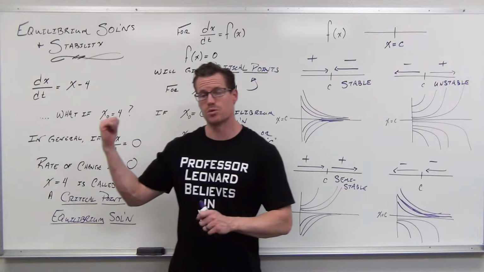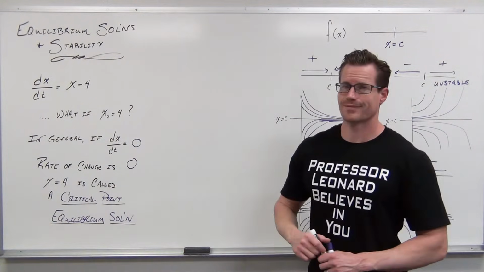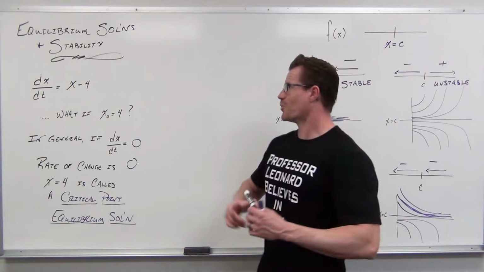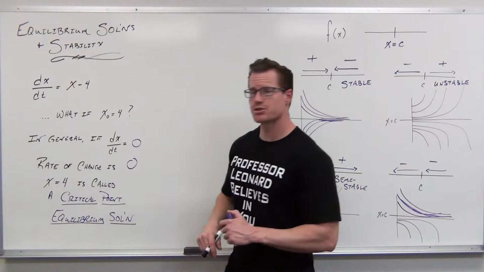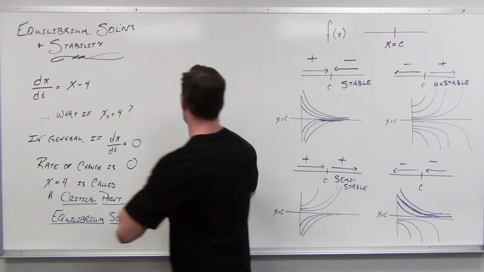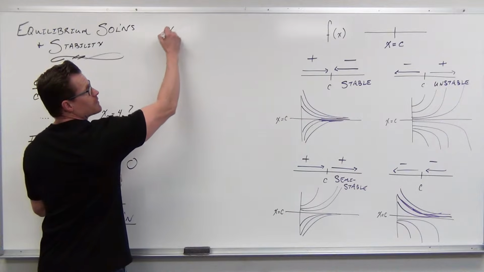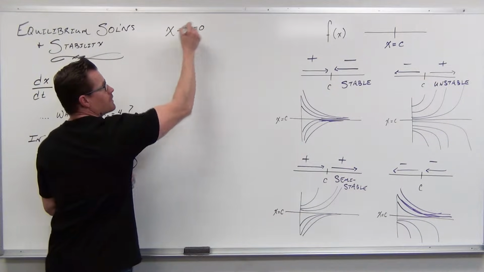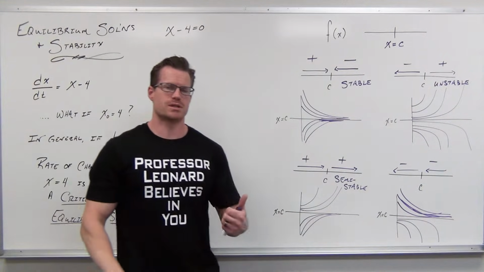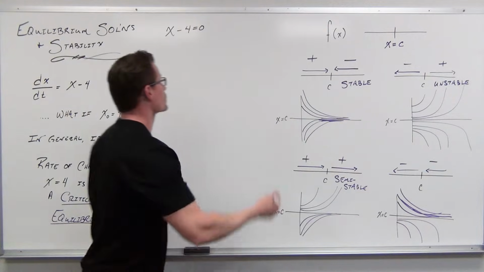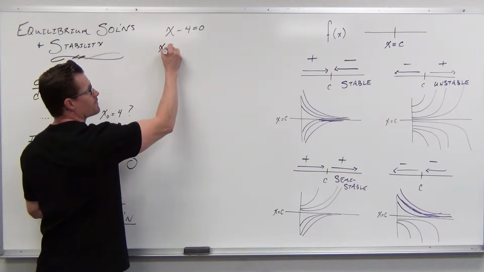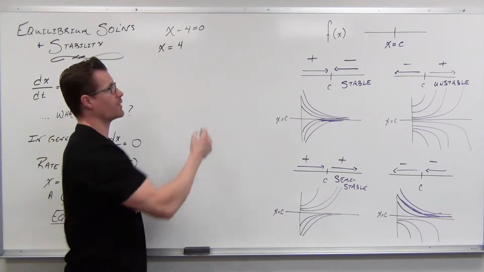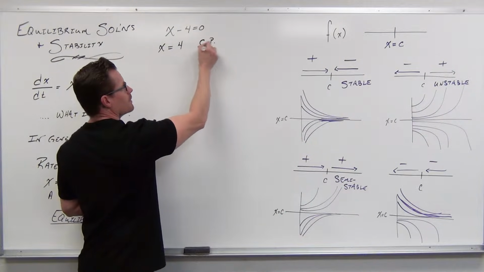I'm going to come back up here and we'll show you what this does. Okay, so here we go. Number 1, we'd say this right here is a differential equation. It means a first derivative. So if x minus 4 equals 0, then that's going to say our slope is 0. That's called a critical point. So we're going to say that x equals 4 is our critical point.